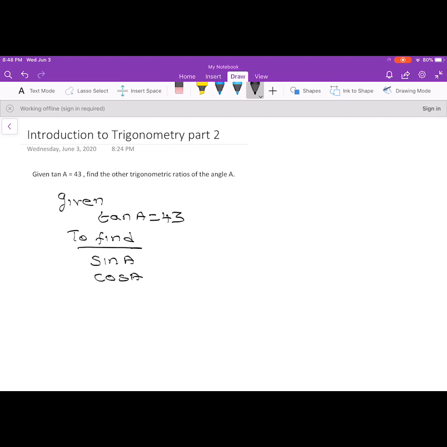Cos A, cosecant A, secant A and cot A. These are the 5 other trigonometric ratios. Tan A is given, so we have to find out the other trigonometric ratios: sine A, cos A, cosecant A, cot A and secant A. So the first step is tan A. What is tan A? We know the formula of tan A. Tan A is nothing but opposite by adjacent.